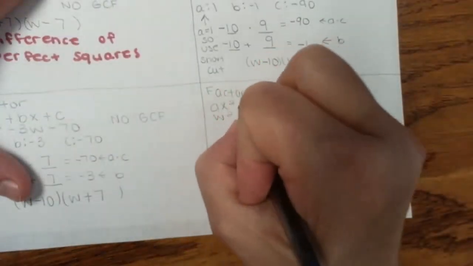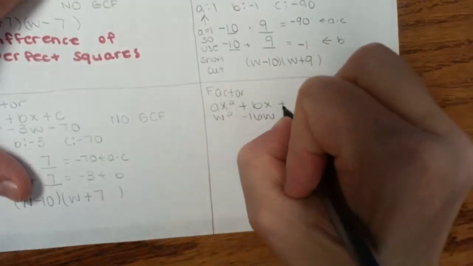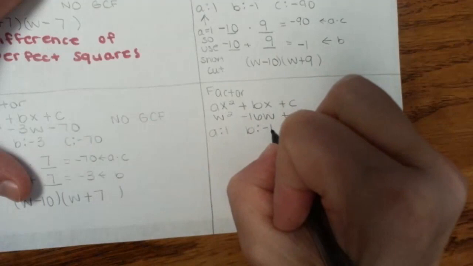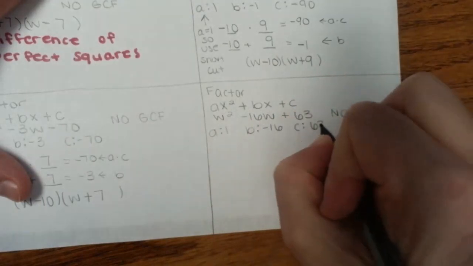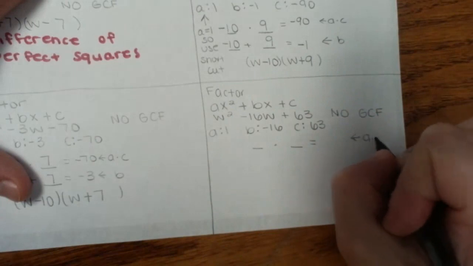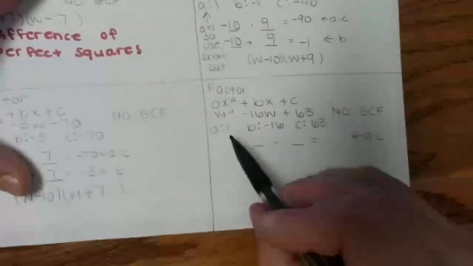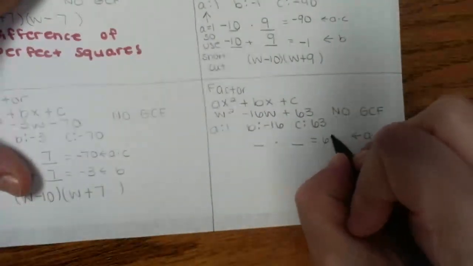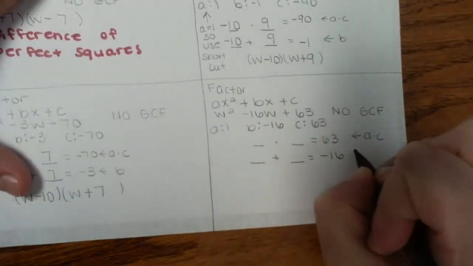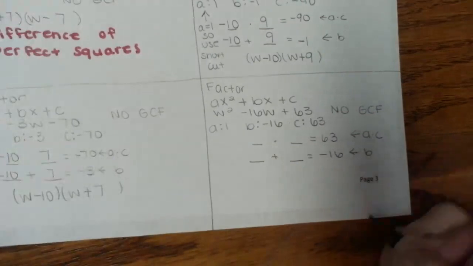It's in standard form, ax squared plus bx plus c. A in front of w squared is positive 1. B in front of w is negative 16. C out by itself is 63. So we're looking for two numbers that multiply together to give us a times c. So 1 times 63, which is 63. And the same two numbers to add together to give me b, which is negative 16.